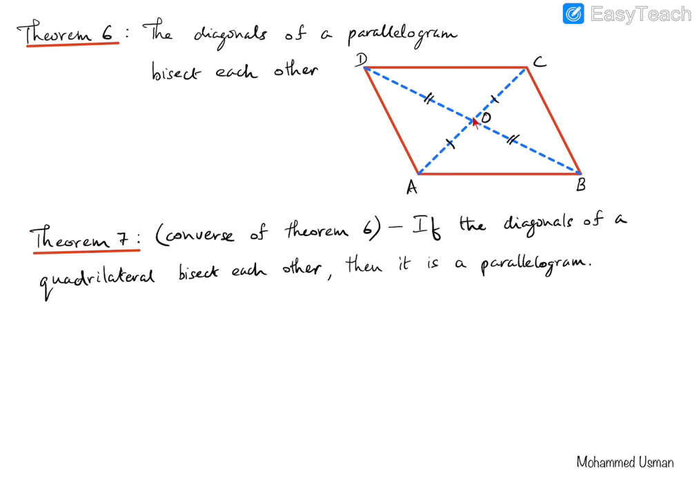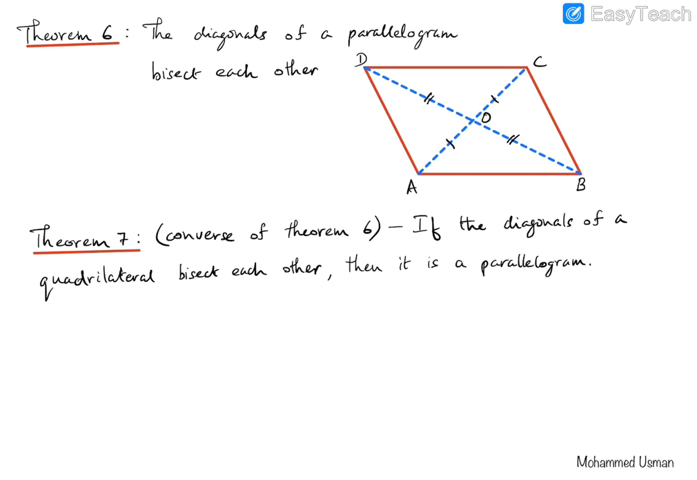And then we have the next property which states that the diagonals of a parallelogram bisect each other. That means the diagonals intersect in such a way that the intersection divides the diagonals into two equal parts. So OA is equal to OC and OB is equal to OD. So the diagonals of a parallelogram bisect each other, and conversely we can state that if the diagonals of a quadrilateral bisect each other, then that quadrilateral becomes a parallelogram. Okay, so we have seen all these properties in the previous video.